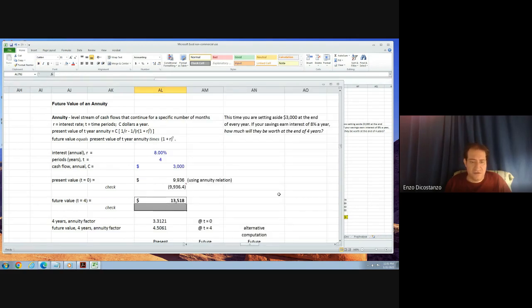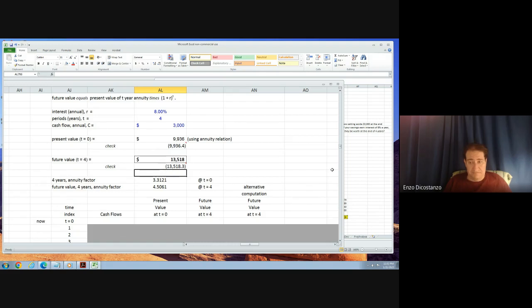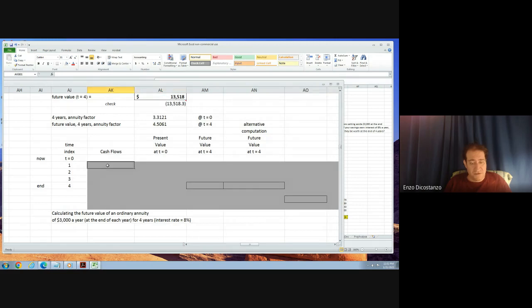And the future value of this would be equals future value, rate, years, payments. And do I need present value? Do I need that? No, I don't need the present value, because that's considered another payment up front. It's just those. There's your 13,518. So again, stop and think: this is rate, periods, payments. All right, and these are all cash flows.